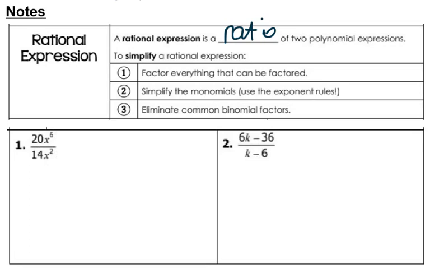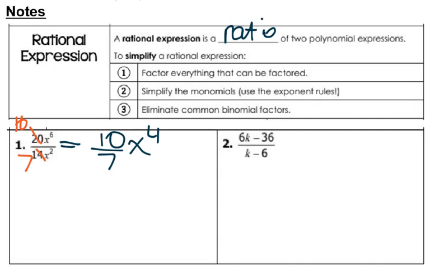Example number one has two monomials divided by each other, and we're going to simplify by reducing coefficients and subtracting the exponents. If you look at 20 and 14, they both can be divided by 2, and we can reduce both of them by 2, so we will get 10 and 7. So we're going to have 10 over 7, and then since our variable is the same, x, we're going to subtract the exponents. 6 minus 2 is 4.